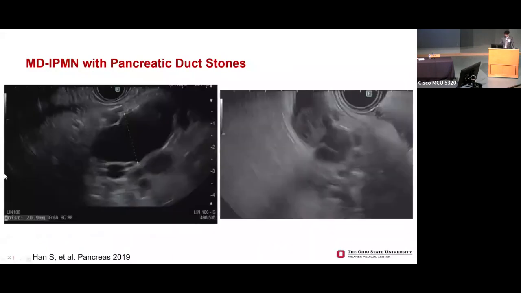And so this is a patient I did an EUS on with a dilated PD of 21 millimeters. But they also had mucin balls all throughout the pancreatic duct. So this is a case where it's actually the main duct IPMN that's driving it.